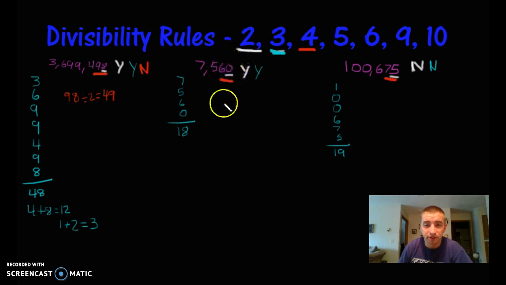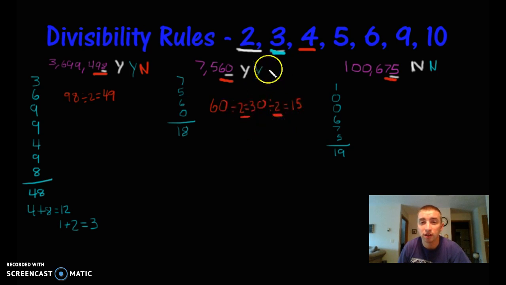Okay, so this one, I know that 60 divided by 4 I can do, but if you don't, 60 divided by 2 is 30. Then if I divide by 2 again, I get 15. So I divided 60 by 2 two times. So yes, it's divisible by 4. 60 divided by 4 is 15. So therefore 7,560 is divisible by 4.